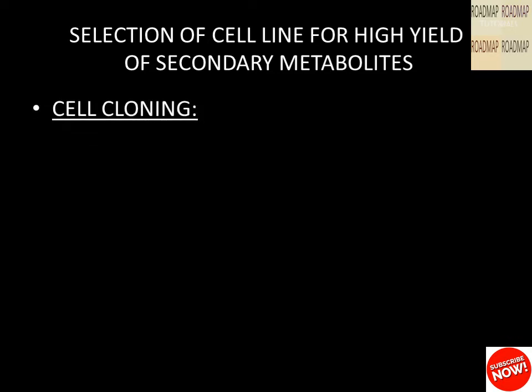Coming to the cell cloning. Now, this is a simple procedure and it involves the growth of single cells taken from the suspension cultures in a suitable medium. Each cell population is then screened for the secondary metabolite formation, and only those cells with high yielding ability are selected and maintained by subcloning.